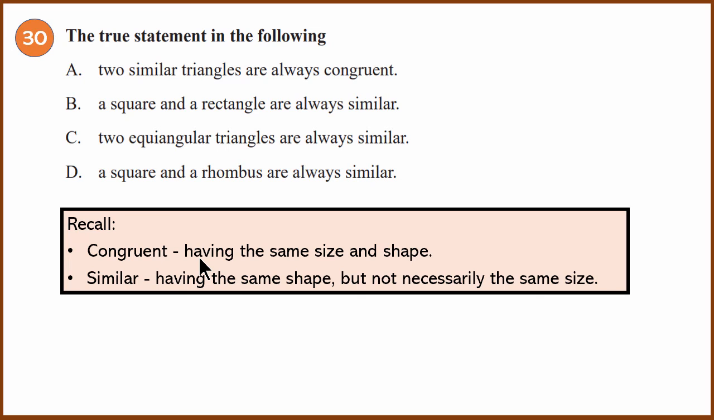Same size, same shape. Similar, only same shape, not necessarily same size. So similar triangles are not always congruent because similar triangles are not the same size. Square and rectangle are always similar? No, they are not the same shape. Hence, they are not similar. Equiangular triangles are always similar?